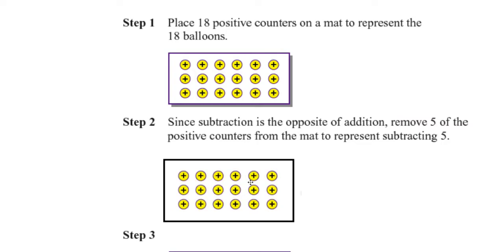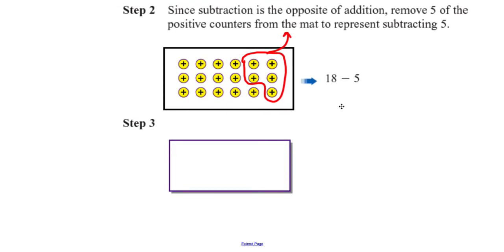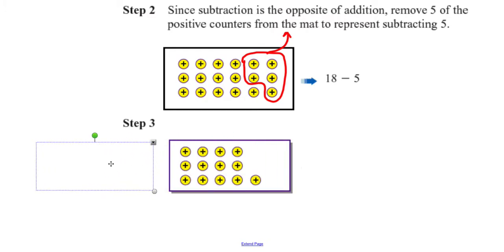So we simply get 5 of them, and we take them out. So you get this 5 right here, and we take it out of the mat. So that represents 18 minus 5. This represents 18, of course. And then we know for a fact that with that we have 13 counters left, which represents 18 minus 5 will give you 13.